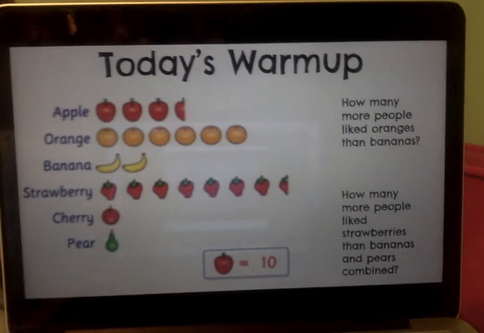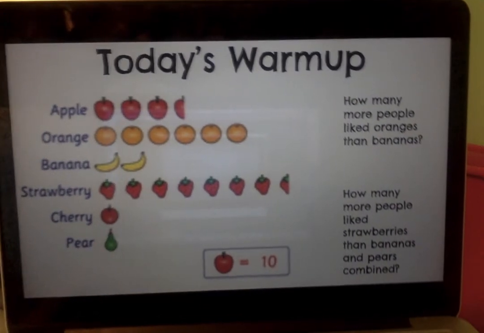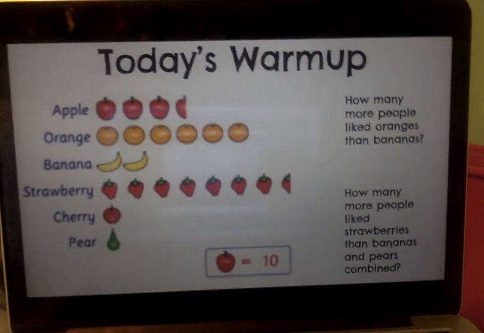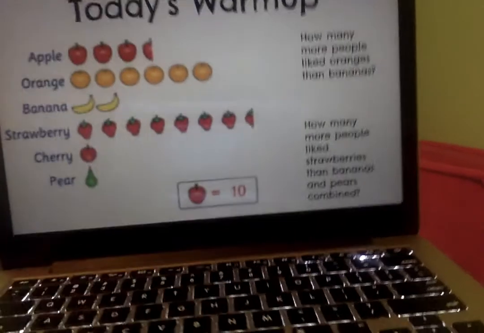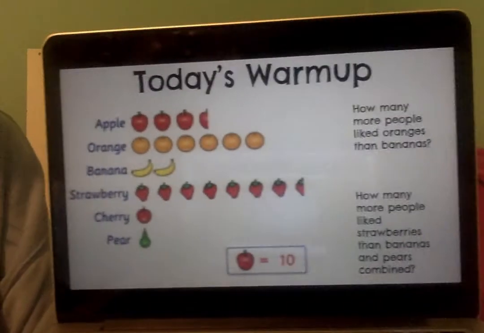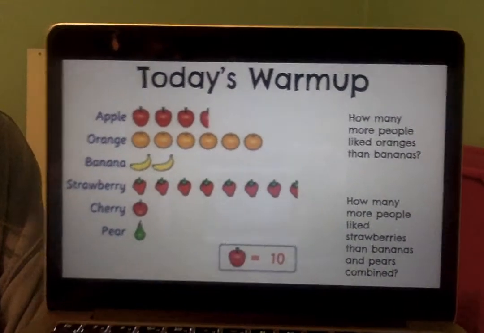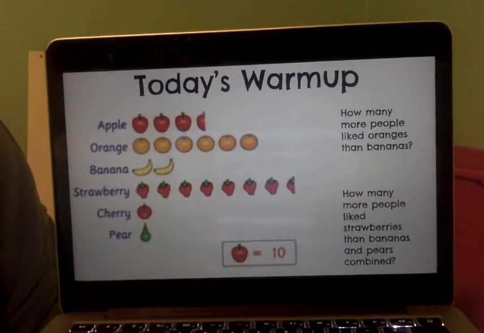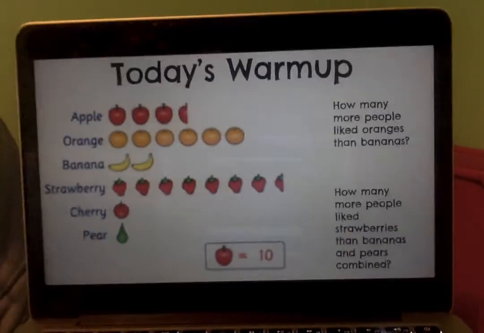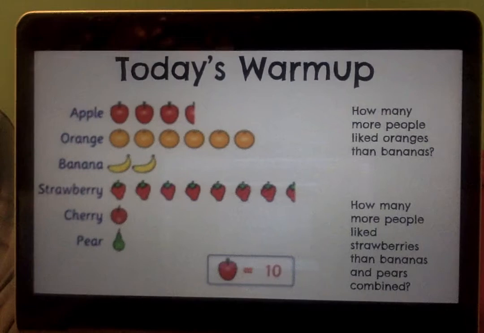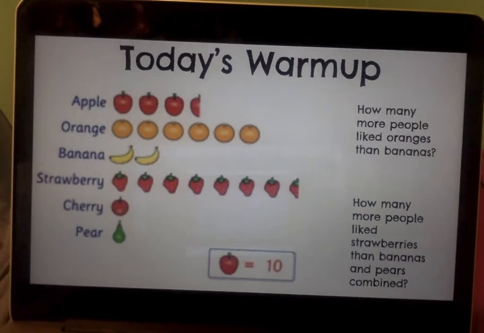How many more people liked oranges than bananas? I'm going to go ahead and read the second one, and then I'm going to give you some time to complete it. The second one says, how many more people like strawberries than bananas and pears combined? So here's your warm-up. I'm going to give you about 2 minutes to complete this warm-up.